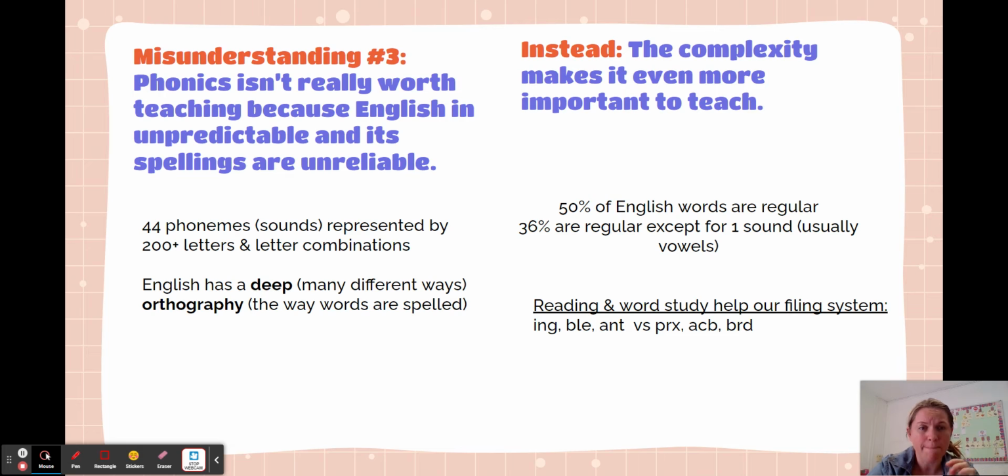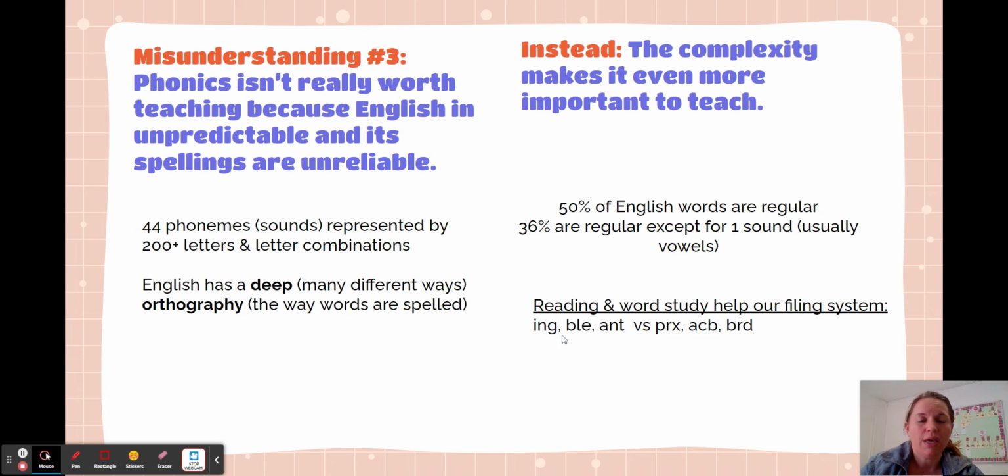But when you dig into that, 50% of English words are regular, and we use those words a lot. 36% of them are regular except for one sound, usually having to do with the vowels. That only leaves a much smaller percentage of words that don't follow these patterns, which shows why it's very important to teach.